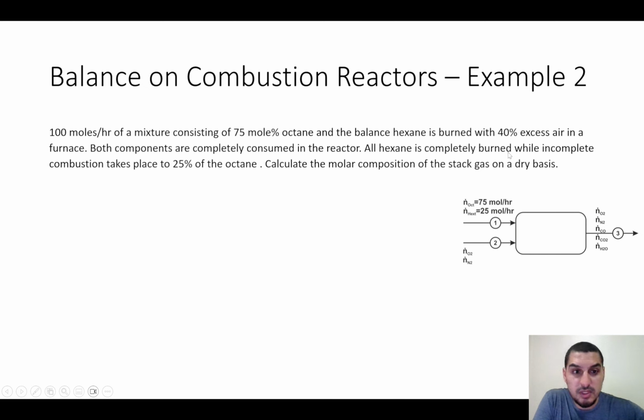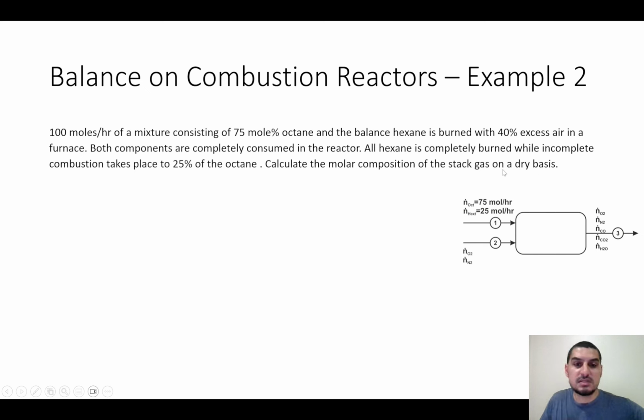All hexane is completely burned, while incomplete combustion takes place to 25% of octane. So for hexane, it's only complete combustion reaction, but for octane we have complete and incomplete combustion. We need to calculate the molar composition of the stack gas. Stack gas is the product gas, or the combustion effluent gases on a dry basis.